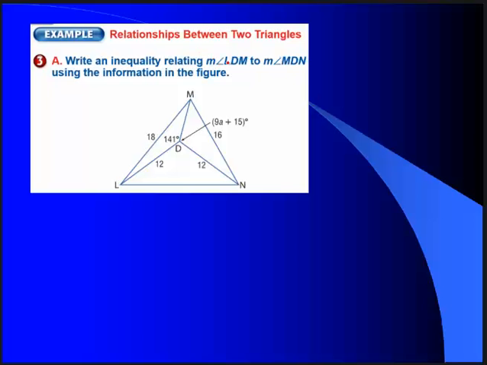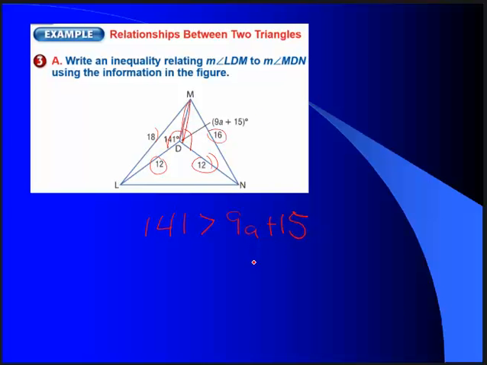Write an inequality relating angle LDM, which is this angle right here, to angle MDN, this angle right here, using the information in the figure. Okay, so we know that this left triangle has a side of 12, and so does the right triangle. And they share this side. So they have two sides that are the same. So we need to compare the third side. Is 18 bigger or smaller than 16? It is bigger. So is 141 going to be bigger or less than 9a plus 15? It's going to be bigger. So 141 is greater than 9a plus 15.